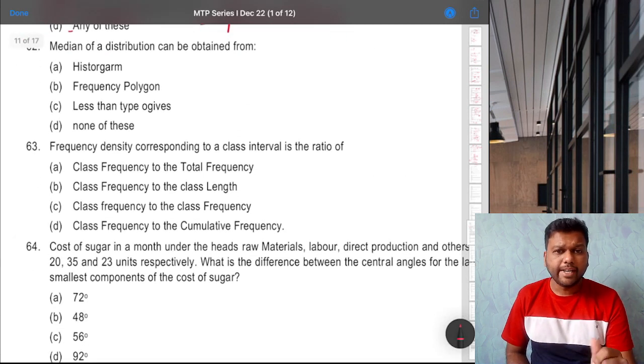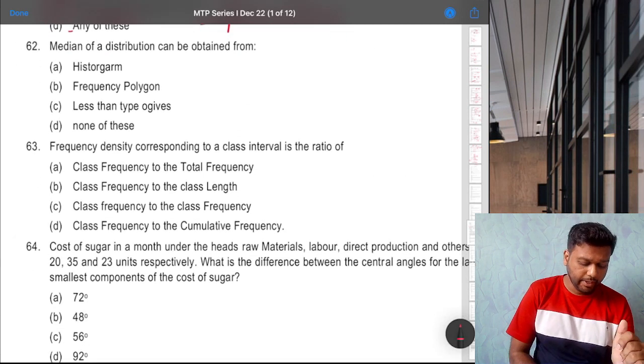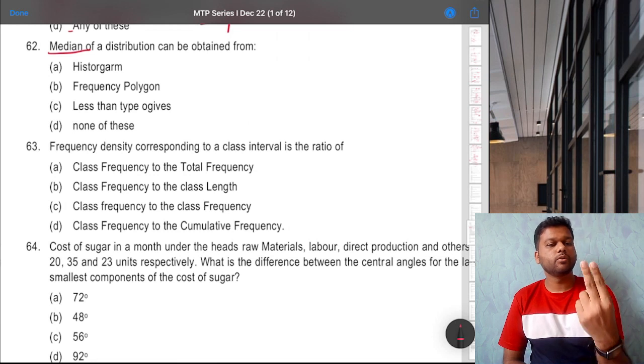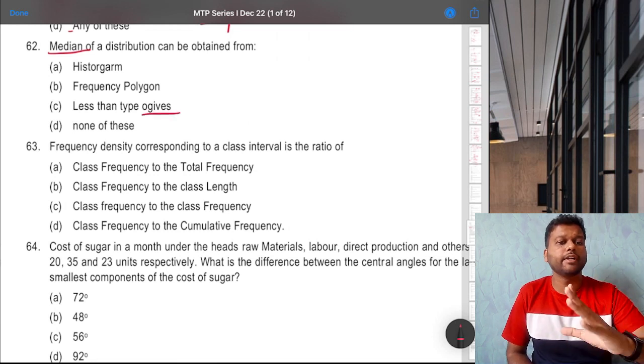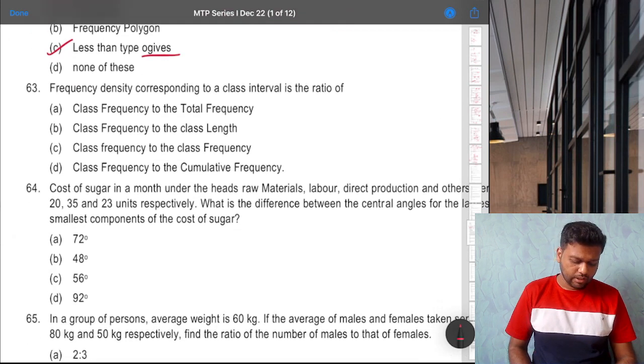Next, median of a distribution can be obtained from. Median is a partition value. Median, quartile, decile, percentile, everything can be obtained from ogives less than or greater than type. So C is the correct answer.